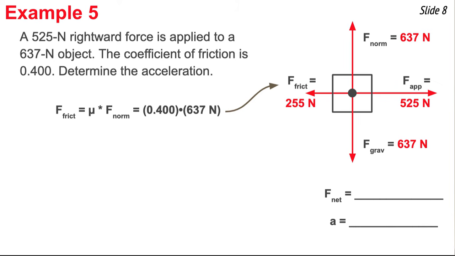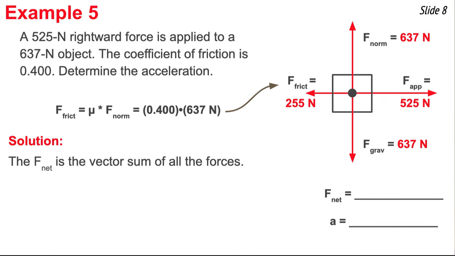So now I know the value of all the individual forces. I should be able to calculate the net force. So when I calculate the net force, I'm going to take the force in the direction of the acceleration, the applied force, 525 newtons, and subtract the force that opposes it, the 255 newtons. And when I do, I get 270 newtons as my net force.